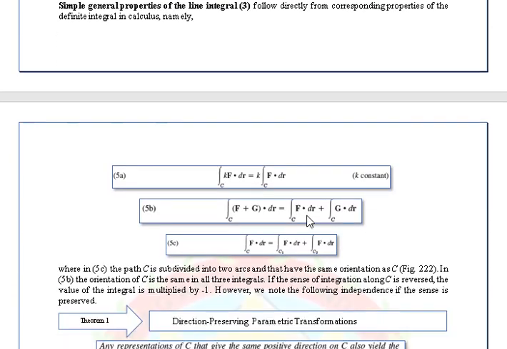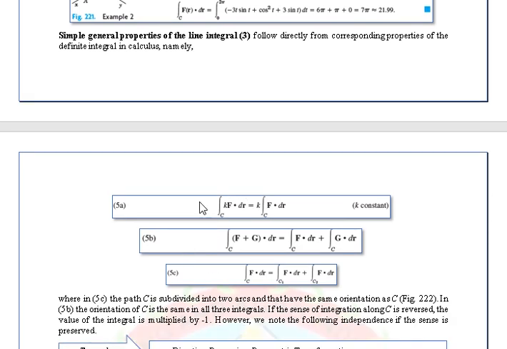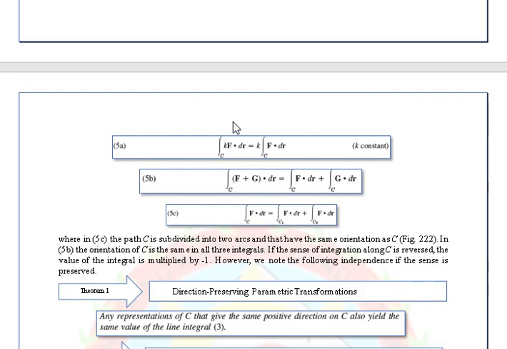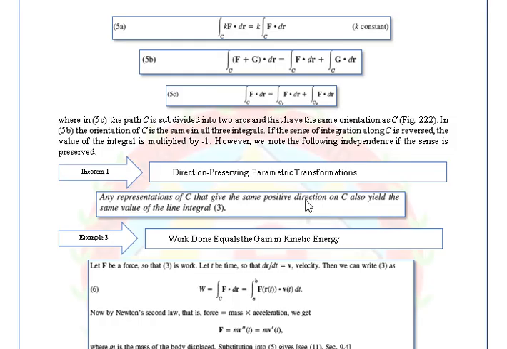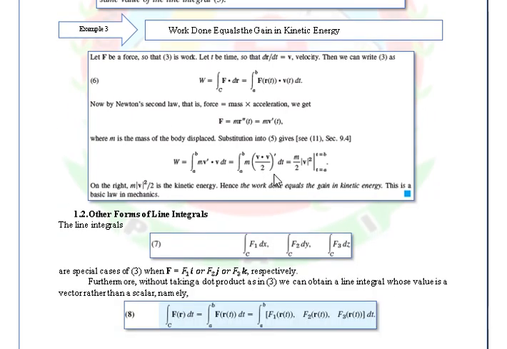So here, these are just the simple properties of a line integral. This is the same as what we have learned from our previous mathematics, the properties of an integral. So you may please refer to it. Okay, so we have also a theorem here. So, read this one because I have already discussed it.